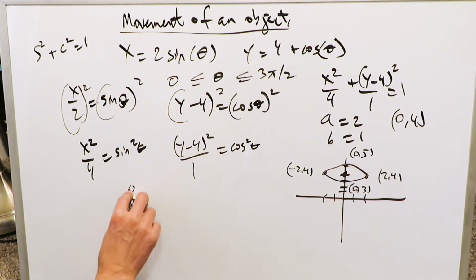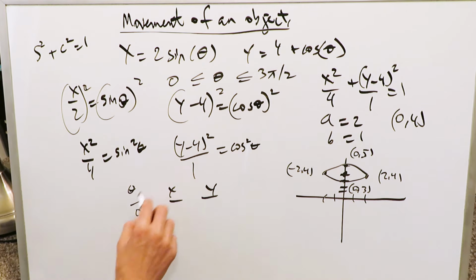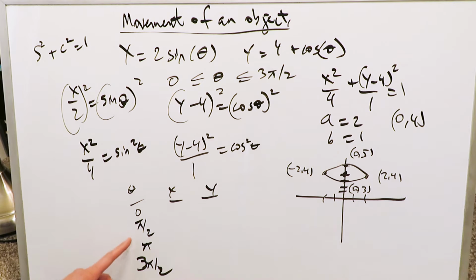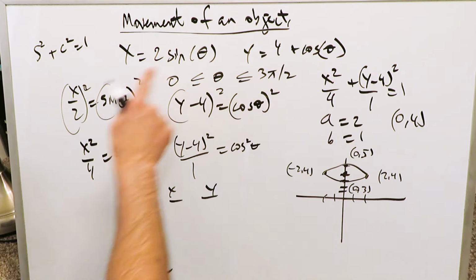You have something here: a theta, an x, a y. I have a domain here, 0 to 3 pi over 2, and what are my values? I can go by pi over 2: 0, pi over 2, pi, and 3 pi over 2. And how do I know where I put these values in? I put them in these original equations right here.